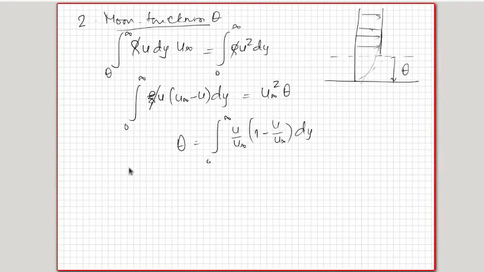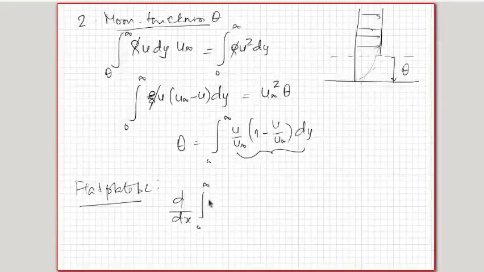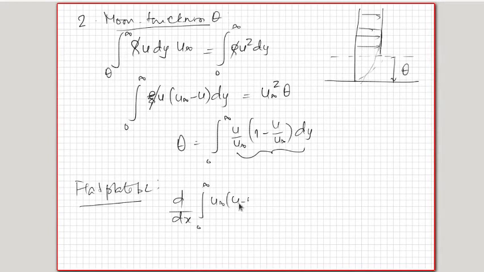Now, if you look at this, you can recognize that this looks quite similar to the left hand side of your momentum integral equation. So for flat plate boundary layer, the momentum integral equation looks like d by dx of the integral from 0 to infinity, or 0 to delta, of u multiplied by (u infinity minus u) dy.